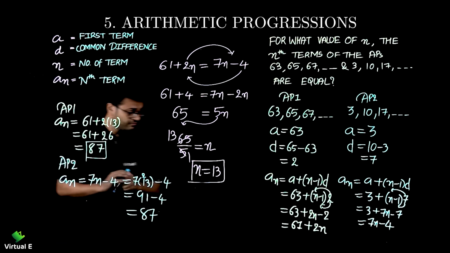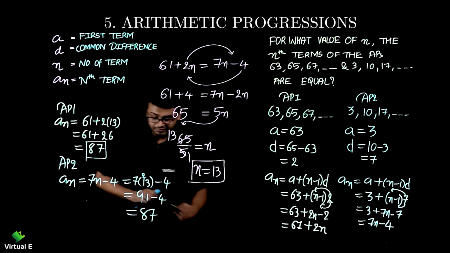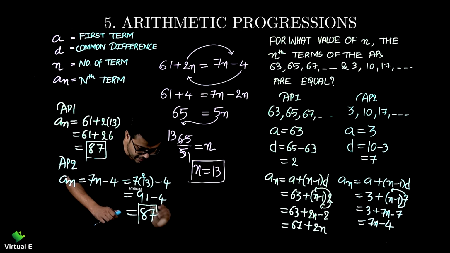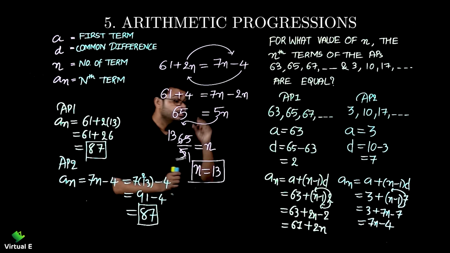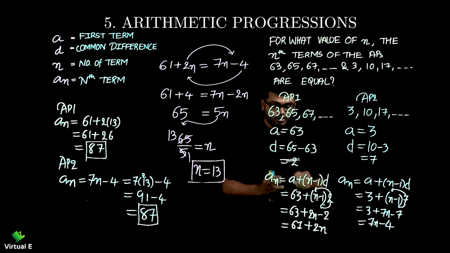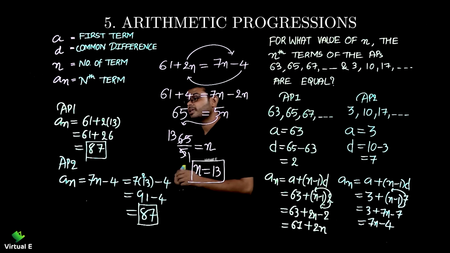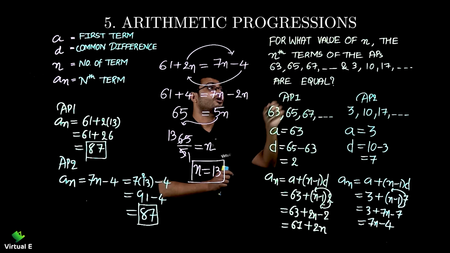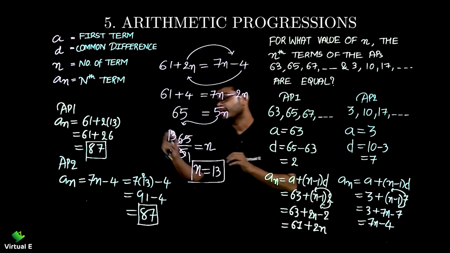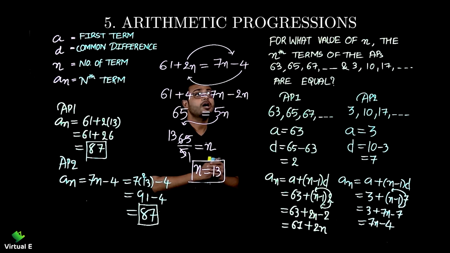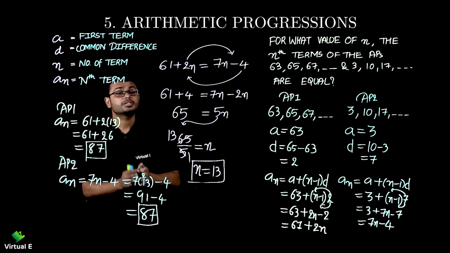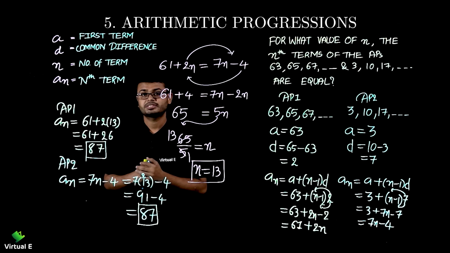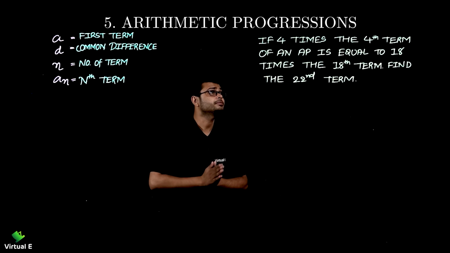We are getting the same value when we substitute n is equal to 13 in the formula of an for both APs. So the 13th term is the same for both APs, which is 87. So this is how we deal with questions related to two APs. Let's discuss one more case here.